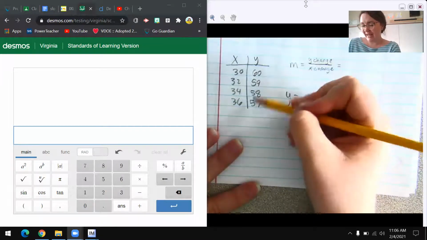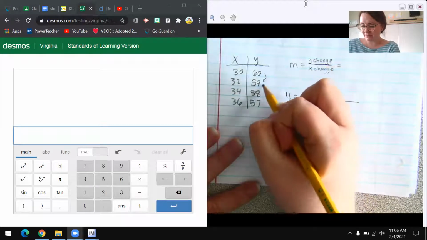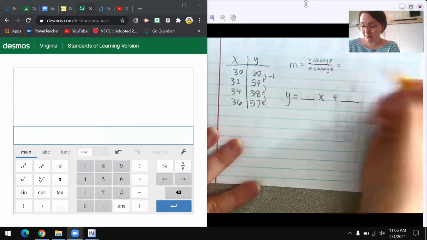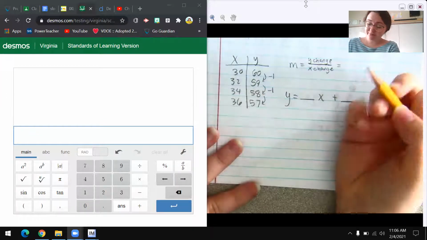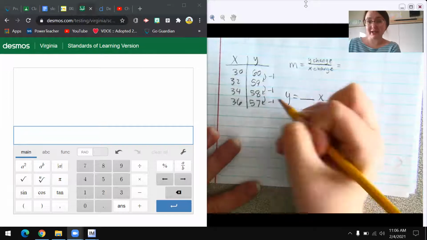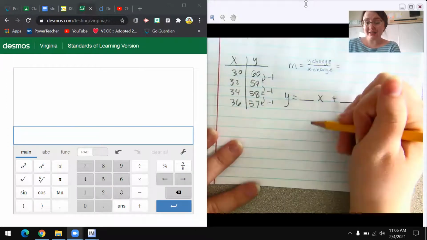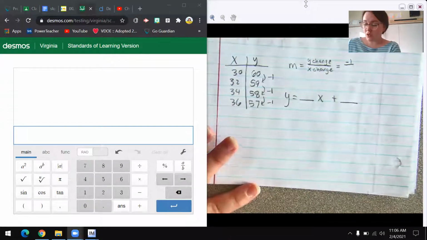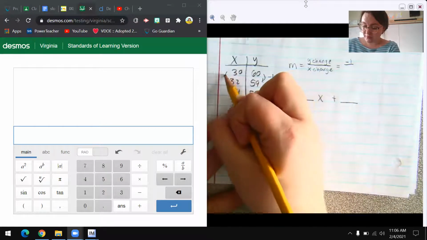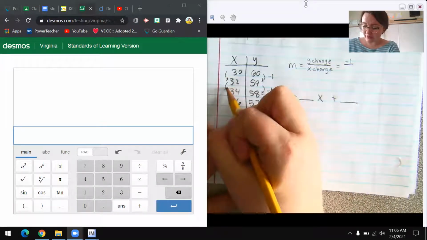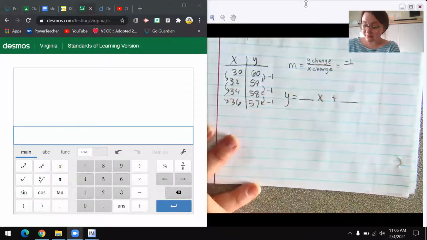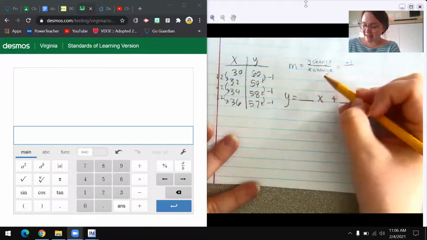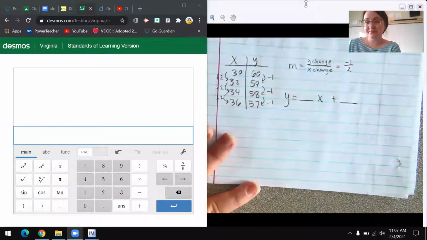So let's look at that. How are the y's changing? To get from 60 to 59, subtract 1. 59 to 58, subtract 1. 58 to 57, subtract 1. So my y's are changing by -1 each time. What about the x values? From 30 to 32, 32 to 34, 34 to 36. Each time, these are increasing by 2. So my x is changing by +2.